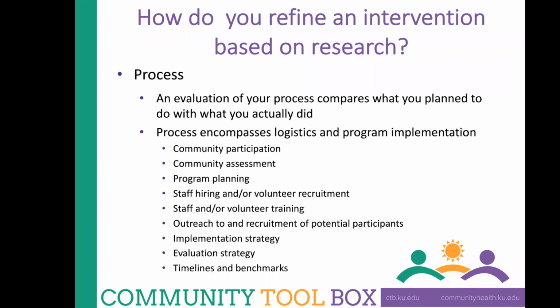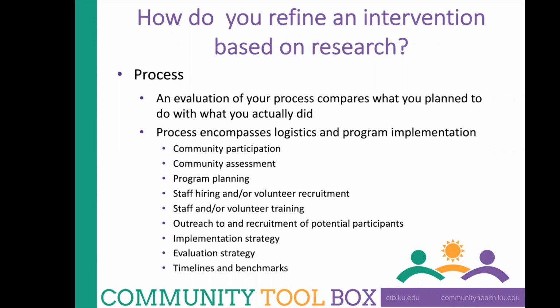So now let's break each of those three steps down. So first we'll talk about process. That is an evaluation of the process of your effort, how it compares to what you plan to do with what you actually did. Process has a number of elements to which evaluation might be applied. They encompass both logistics, which is the handling of details like finding the space and buying materials, and program implementation like methods, program structure, and so on.